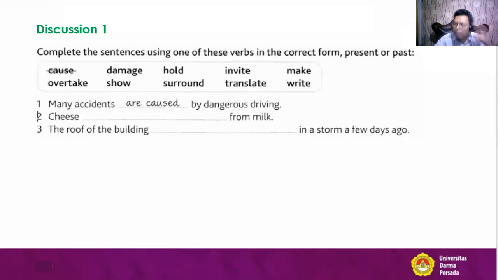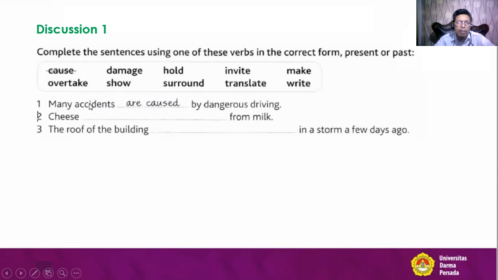The topic stops at that point. Now we are going to have a discussion. Complete the sentences using one of these verbs in the correct form, whether present or past. You are given the verbs cause, damage, hold, invite, make, overtake, show, surround, translate, and write. Item number 1 is already answered. Many accidents are caused by dangerous driving.